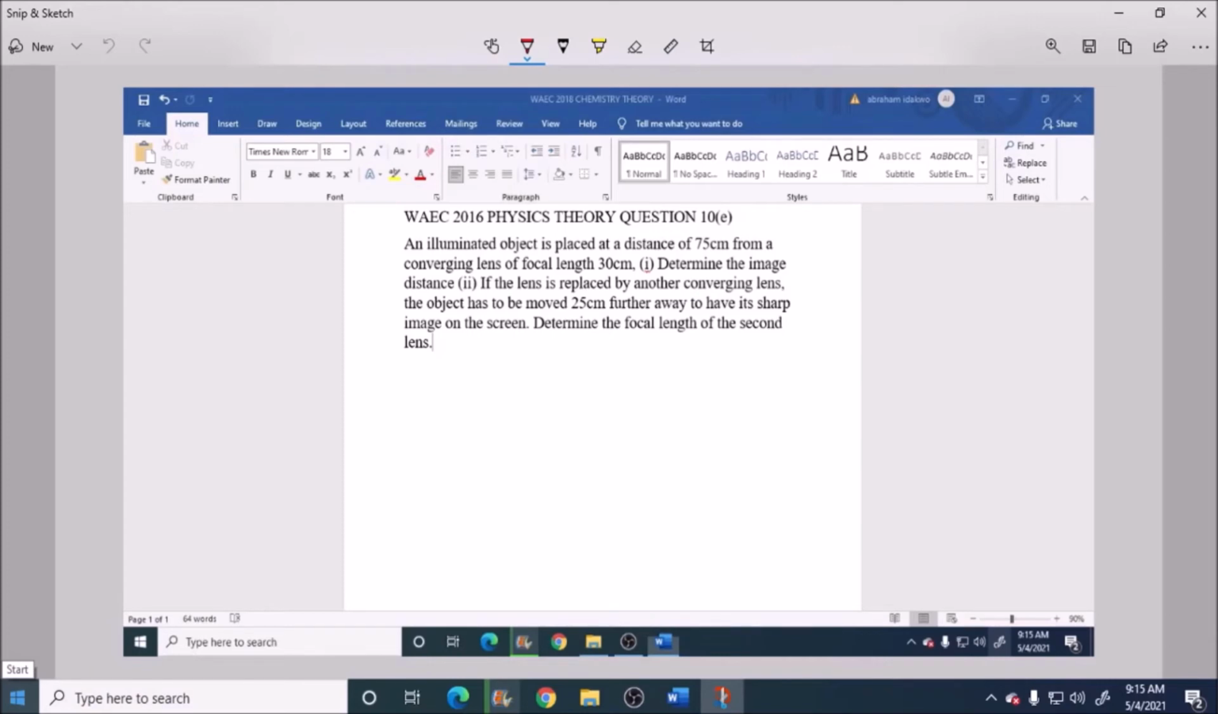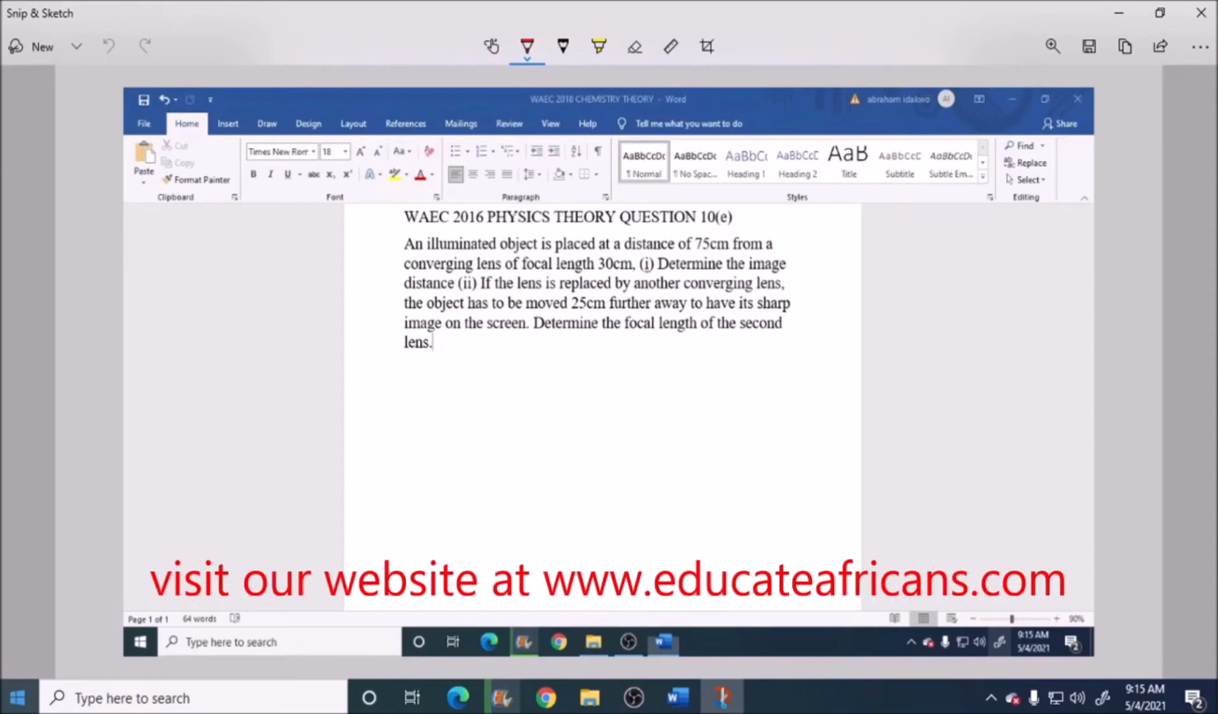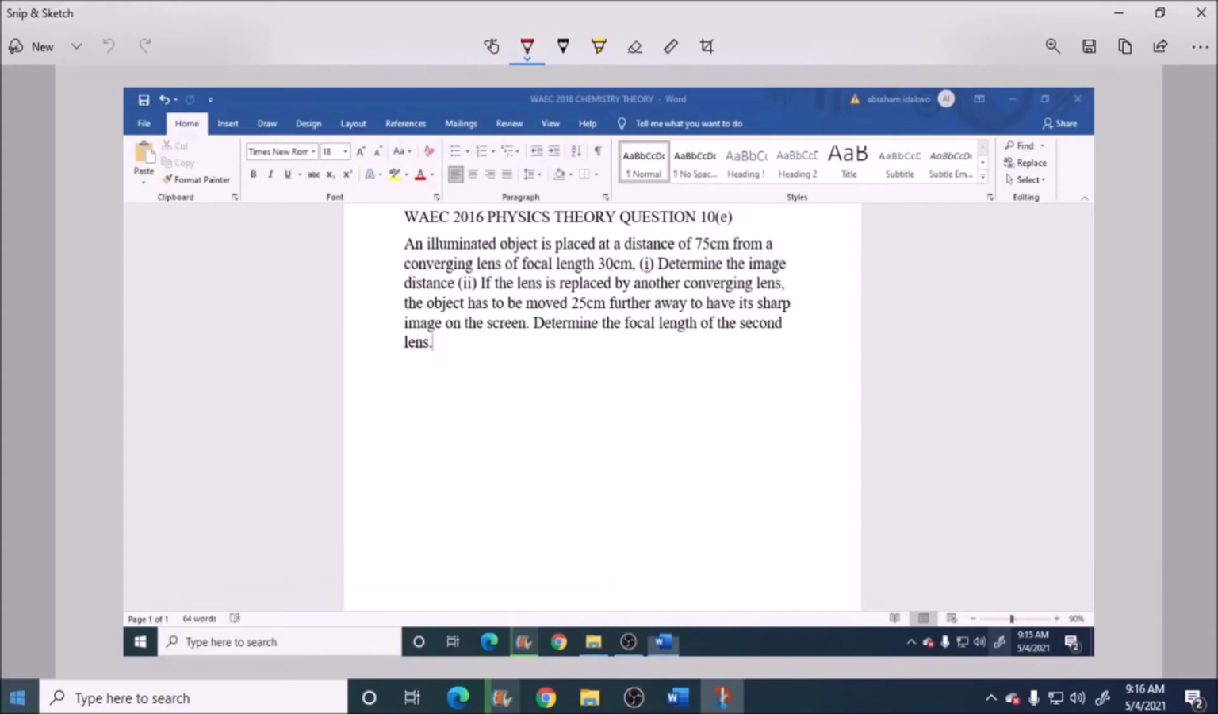Okay, an illuminated object is placed at a distance of 75 cm from a converging lens of focal length 30 cm. Determine the image distance. Then number 2, if the lens is replaced by another converging lens, the object has to be moved 25 cm further away to have its sharp image on the screen. Determine the focal length of the second lens.